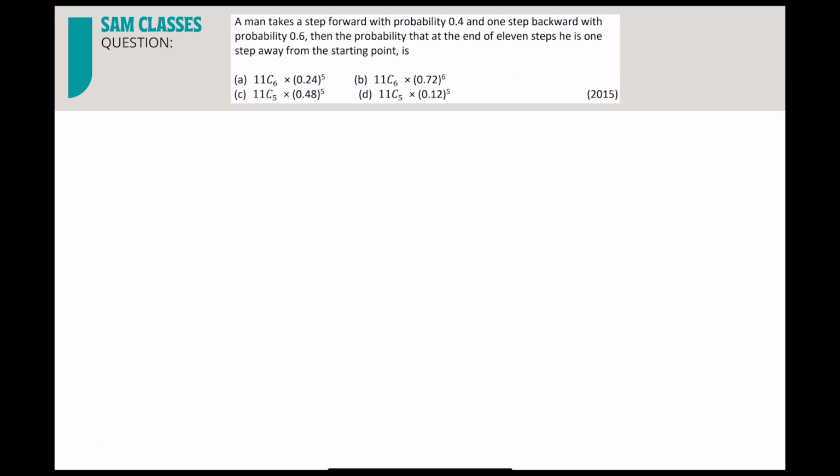A man takes a step forward with probability 0.4 and a step backward. So probability of forward is equal to 0.4. Probability of backward is equal to 0.6. Now, the probability that at the end of the 11th step, he is one step away from the starting point.